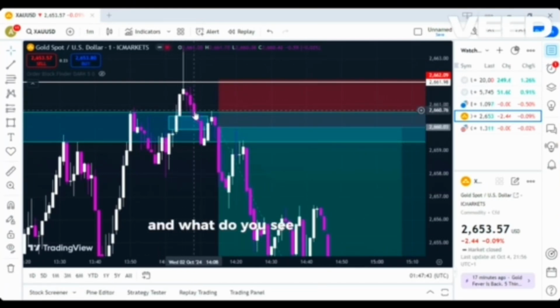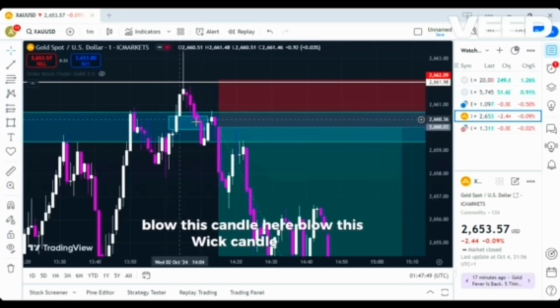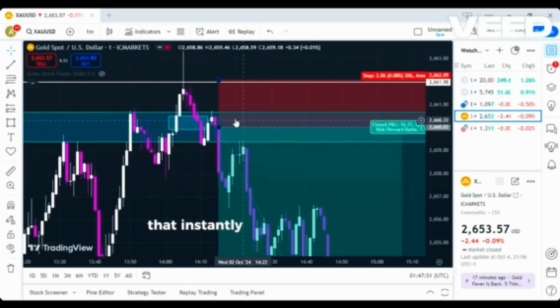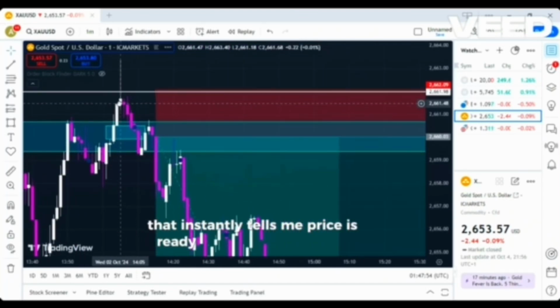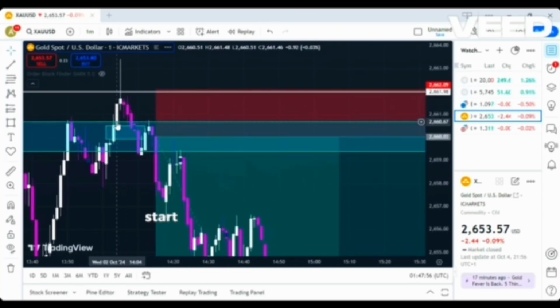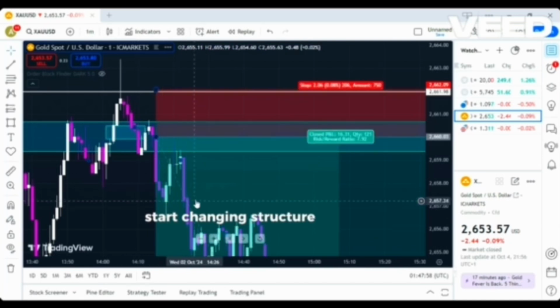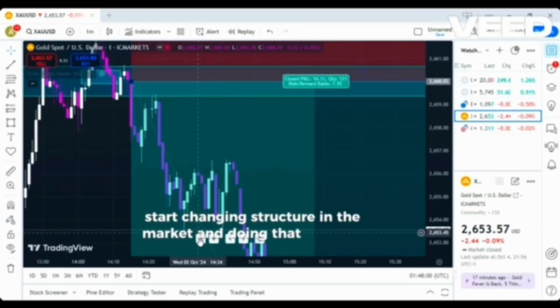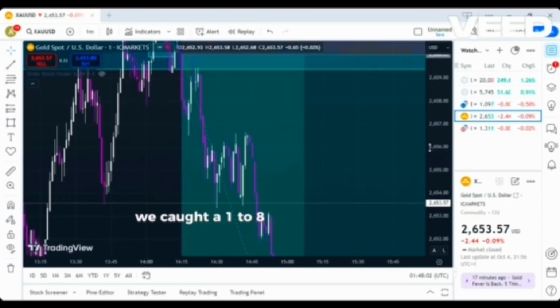And what do you see? A candle close below this candle here, below this wick, inversing this fair value gap. That instantly tells me price is ready to start coming down and start changing structure in the market. And doing that strategy, boys, we caught a 1 to 8 move.